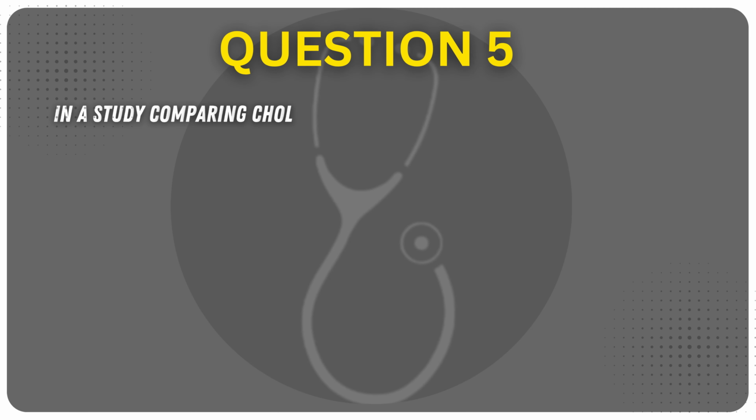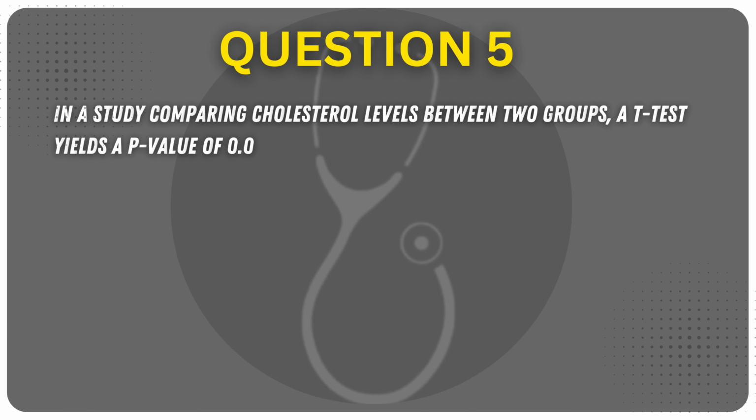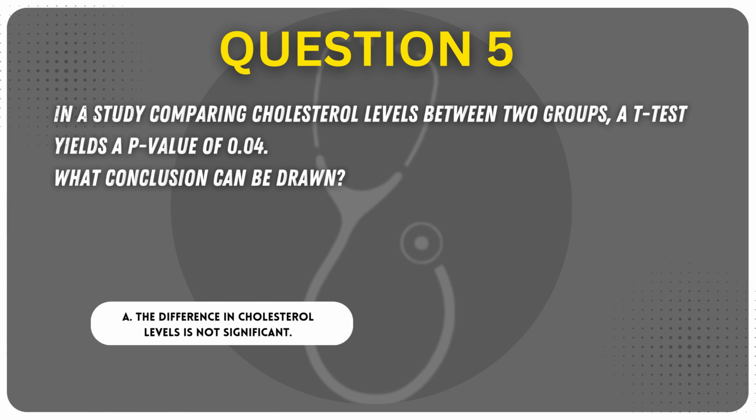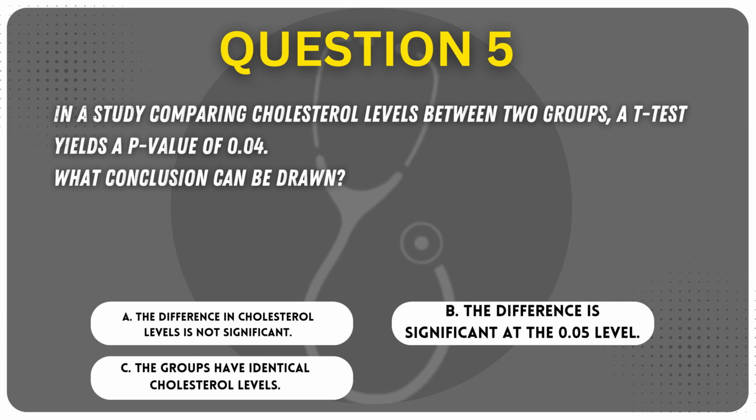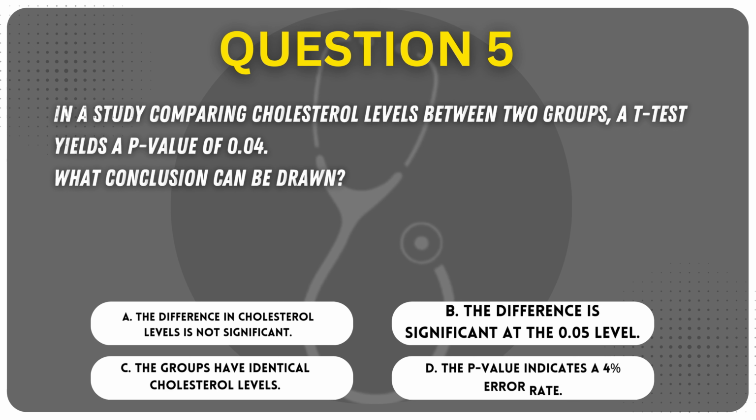Question 5. In a study comparing cholesterol levels between two groups, a t-test yields a p-value of 0.04. What conclusion can be drawn? A. The difference in cholesterol levels is not significant. B. The difference is significant at the 0.05 level. C. The groups have identical cholesterol levels. D. The p-value indicates a 4% error rate.